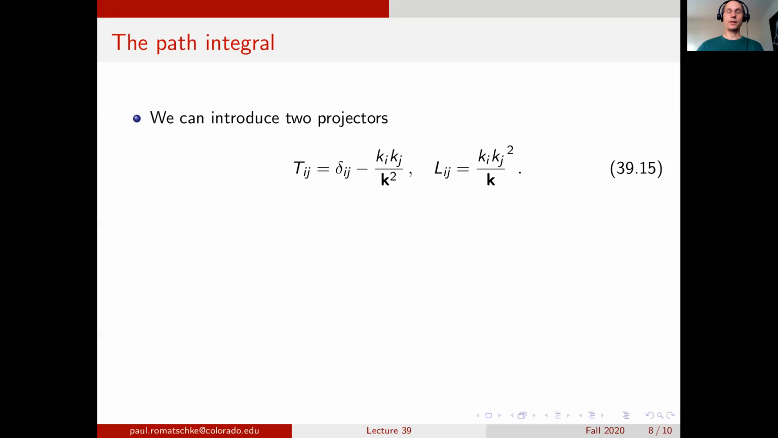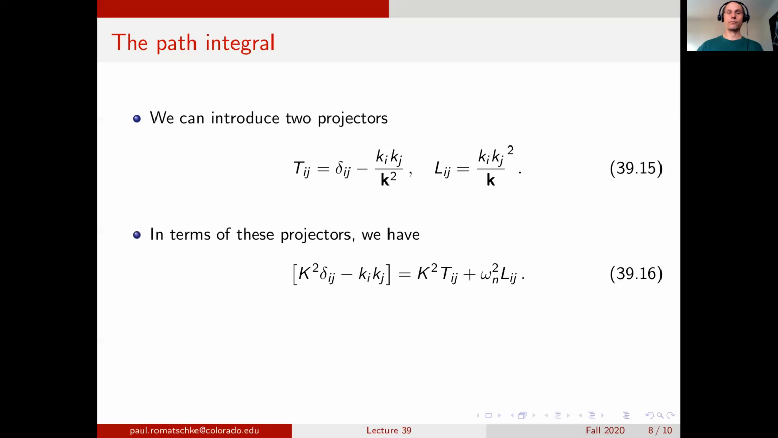To study this, we can decompose the matrix we have at hand by introducing 2 projectors. Let me call them Tij for the transverse projector and Lij for the longitudinal projector. There should not be any square here. The square should be in the denominator. So the transverse projector is called transverse because it vanishes when I contract it with the spatial ki. And the longitudinal projector is longitudinal because it gives back the same projector if I contract it with the spatial ki. So in that respect, they are longitudinal with respect to spatial momentum k. In terms of these 2 projectors, we can decompose the matrix by writing capital K squared Tij plus omega n squared Lij.